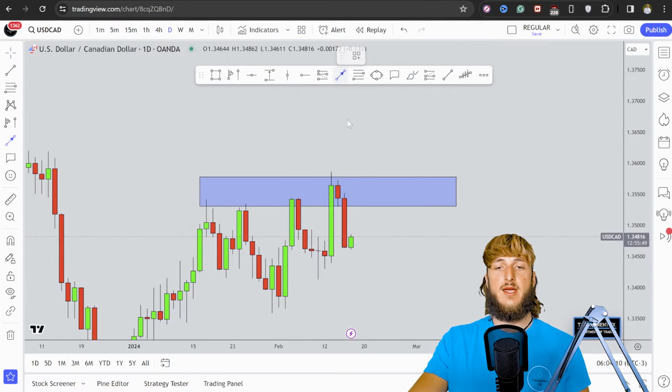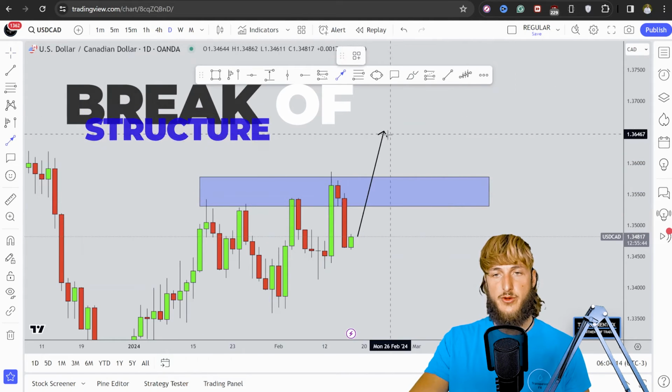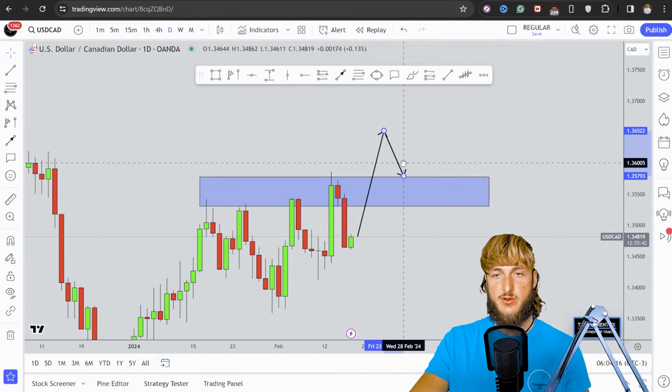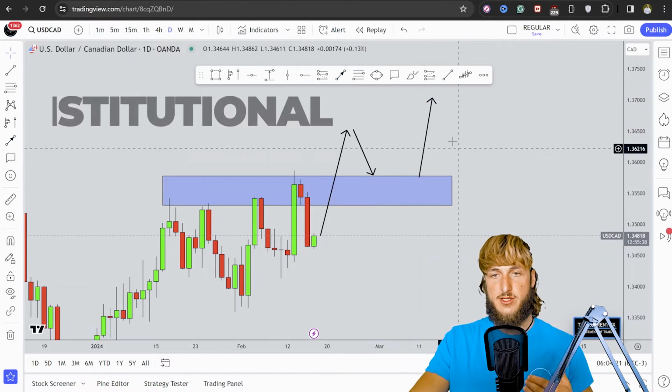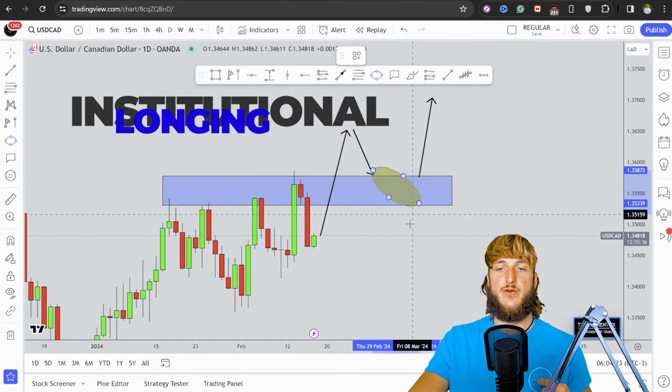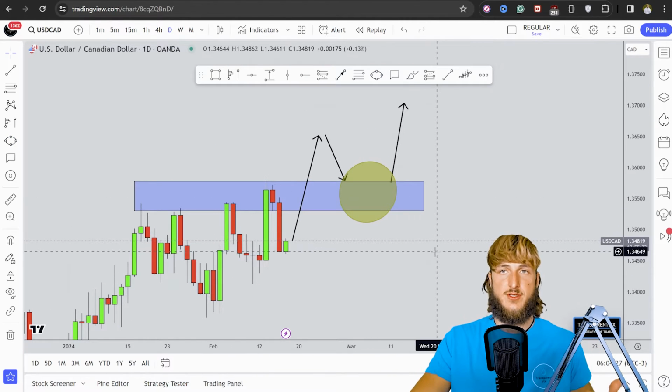So only if we get a break above this level, only at that point, on the retest of the previous resistance turned support, is where we have good probabilities of getting more institutional longing, which at that point would further increase the probabilities of a potential push higher away from this zone.